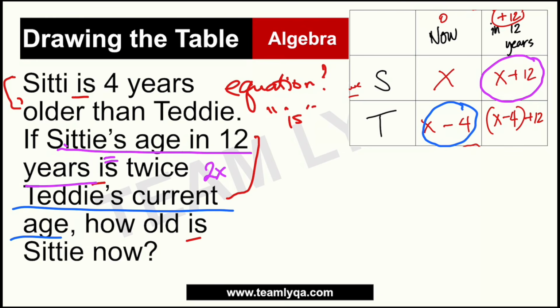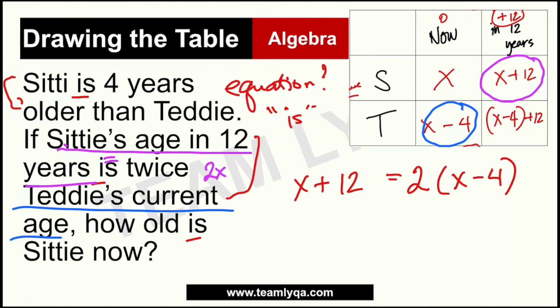So, ibig sabihin, ito yung ating pwedeng gamitin na equation, which is, ang sabi, City's age in 12 years, again, that is x plus 12, is, which means equals, 2 times ng alin? 2 times noong Teddy's current age, which is x minus 4. And now that you have that, meron ka na nga yung equation. So now you can solve for x.